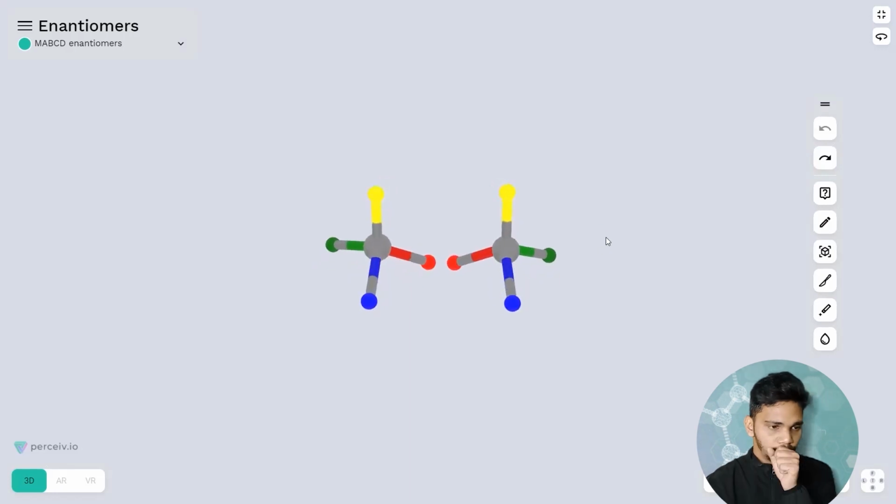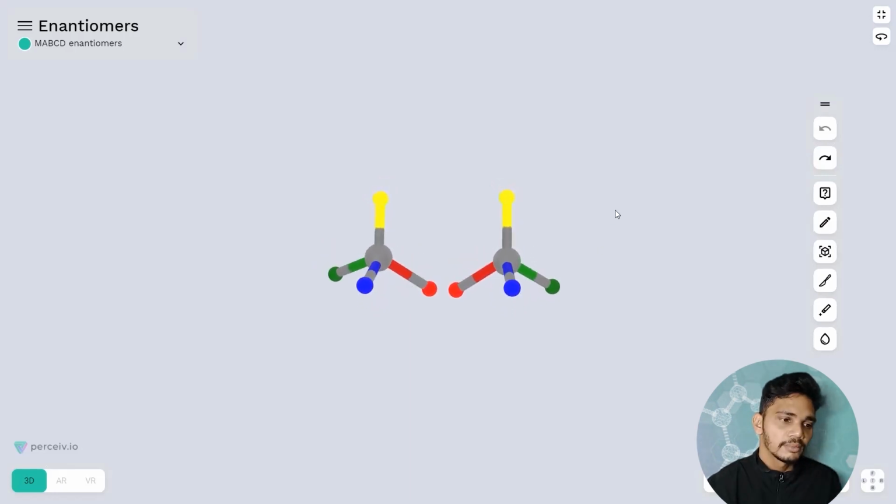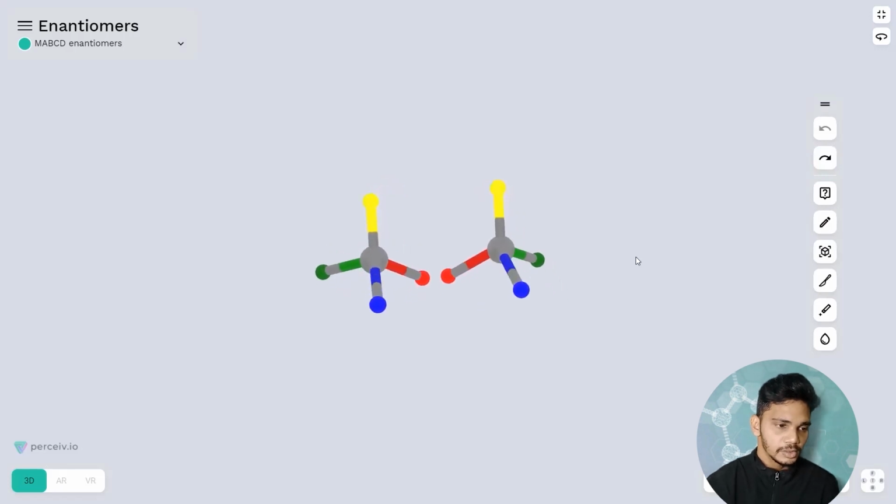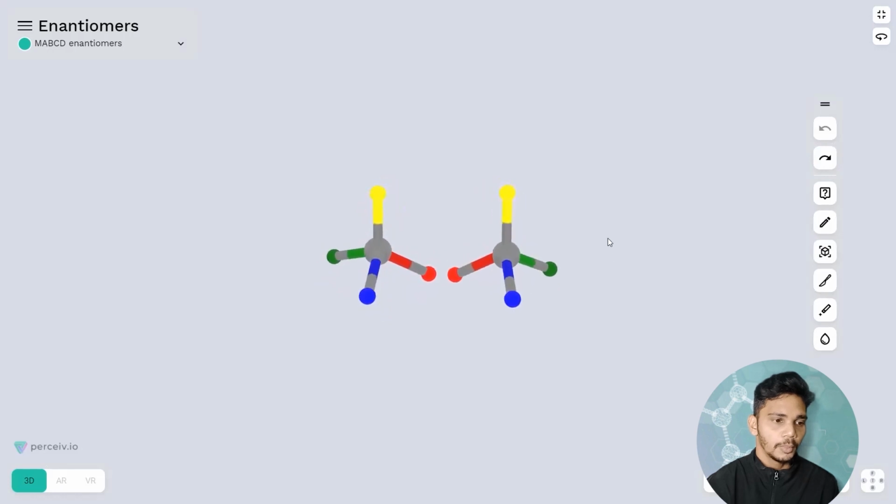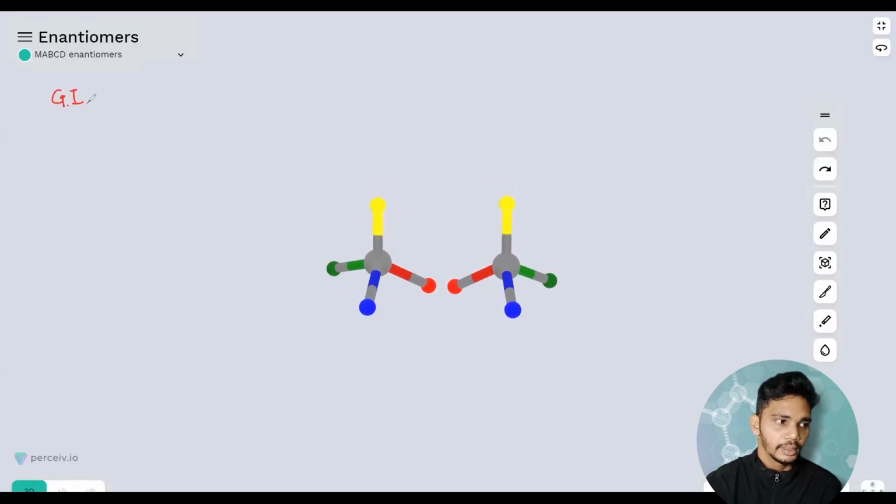Now, you understood? I hope you understood that now this is a mirror image. Exactly. We are talking about the mirror image of each other. Correct. So I hope you understood this point very clearly. Okay. So this is a very, very important point. Now we're talking about geometrical isomers. The geometrical isomers are what? GI, geometrical isomers.